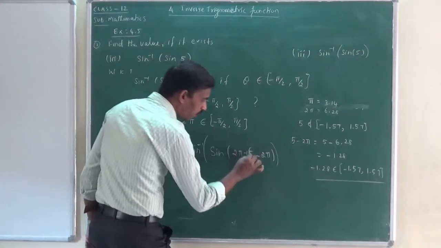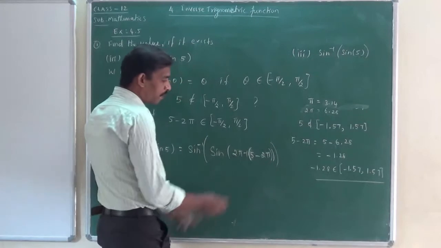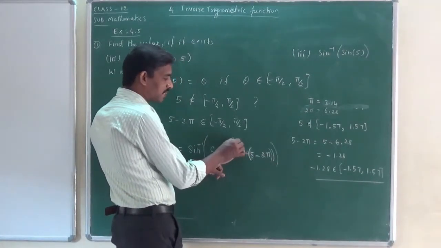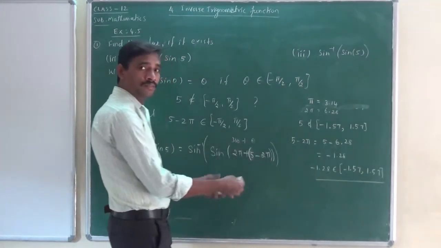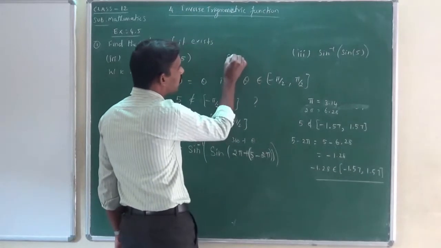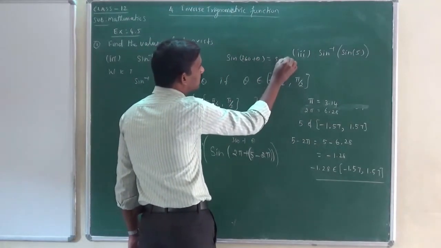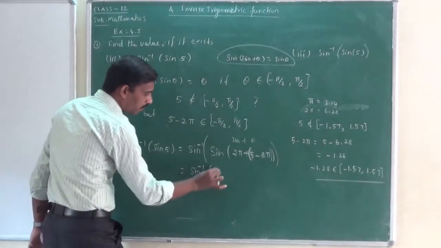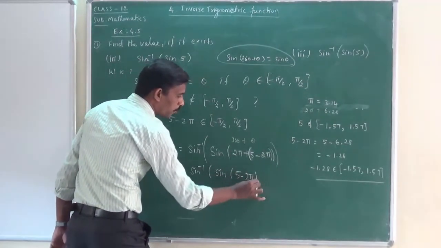I insert the bracket especially for 5 minus 2 pi. Now we are getting 2 pi plus theta. 2 pi is nothing but 360. So 360 plus theta, sin of 360 plus theta, is sin theta. We have the result here: sin of 360 plus theta is equal to sin theta. That's sin inverse of sin of 5 minus 2 pi.